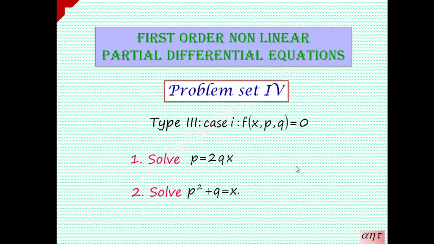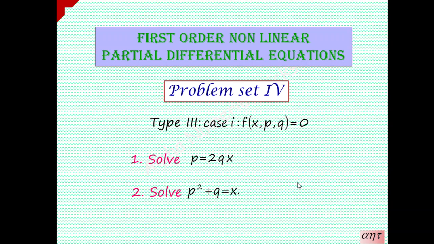In the last video also, we have seen how to get the solution of type 2 problems, that is Clairaut's form type of problems. The link is available in the description box. If you want, please have a look at it. Now we will see how to get the solution of these two problems under the type f of x comma p comma q is equal to 0.